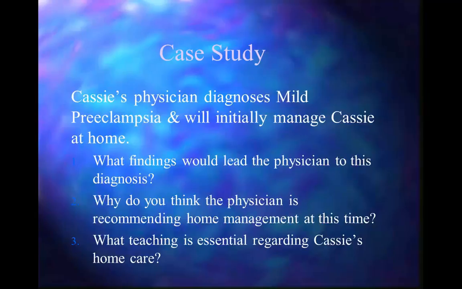So after all of this, the physician diagnoses her with mild preeclampsia, and because it's mild, will initially manage the patient at home. So what findings would lead the physician to this diagnosis, and why do you think the physician is recommending home management at this time? And then in regard to home care, what teaching is important to be done?